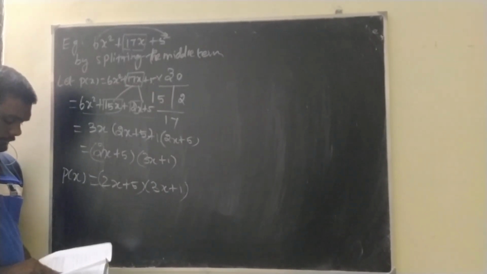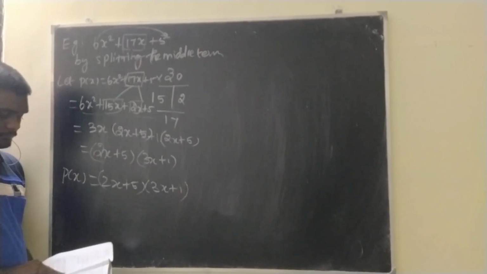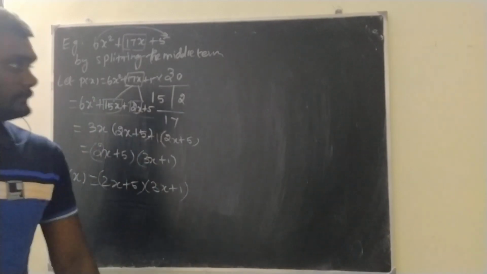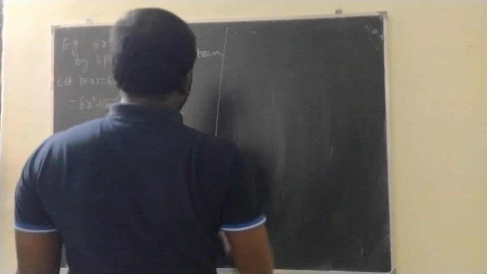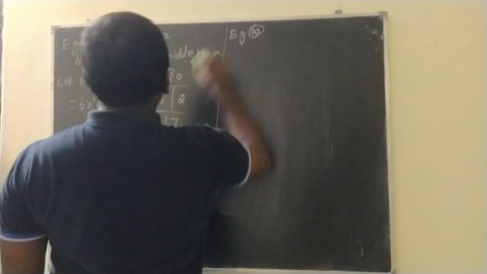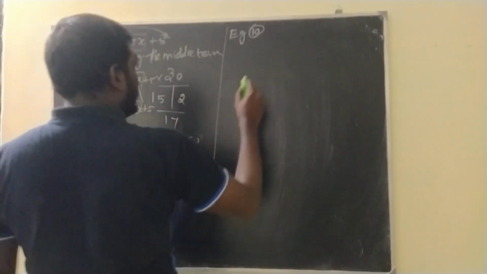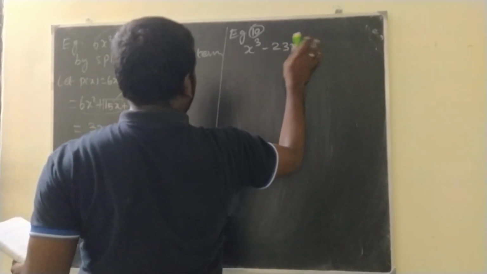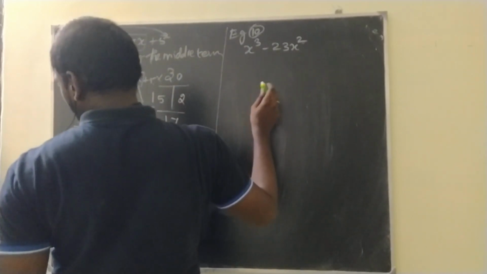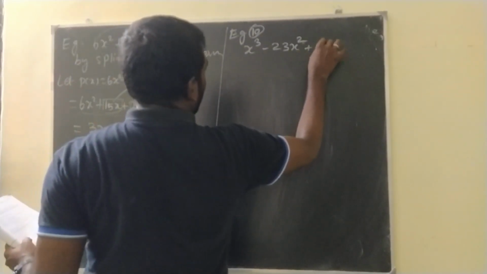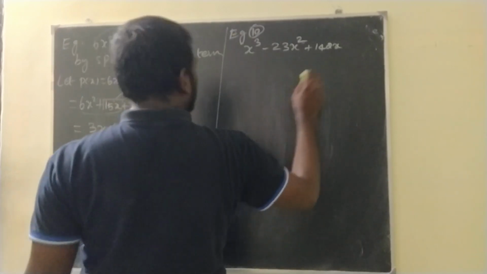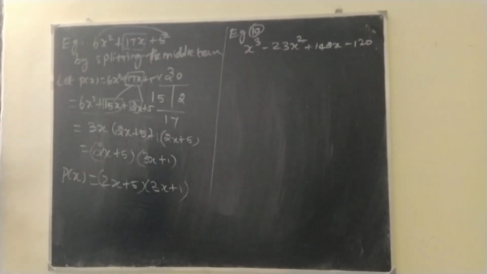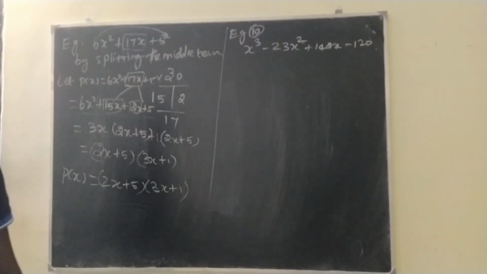Next, factorize, example 10. Factorize x cube minus 23x square plus 142x minus 120. See, we are going to solve this by factor theorem.